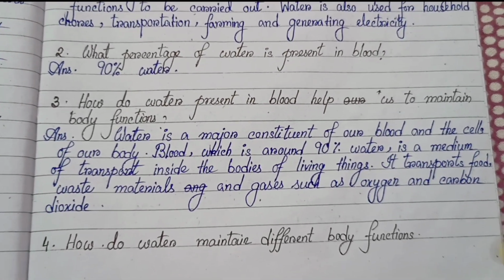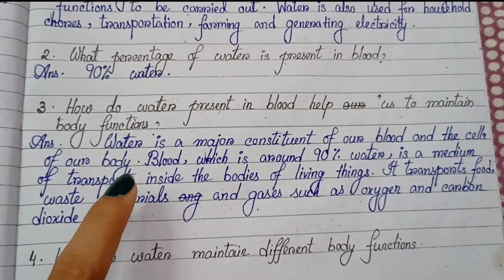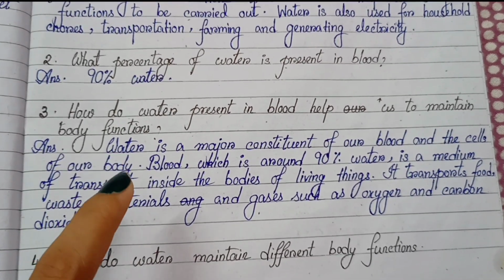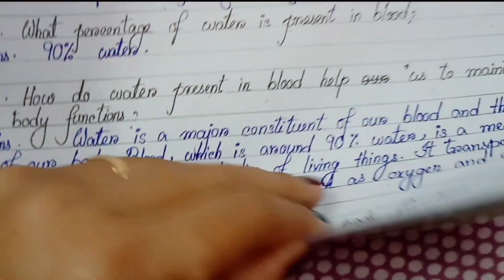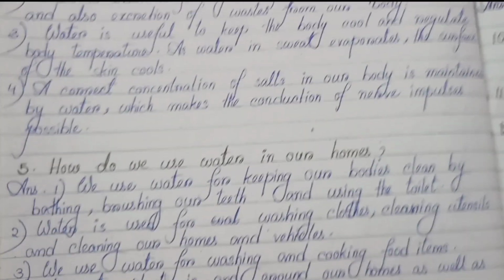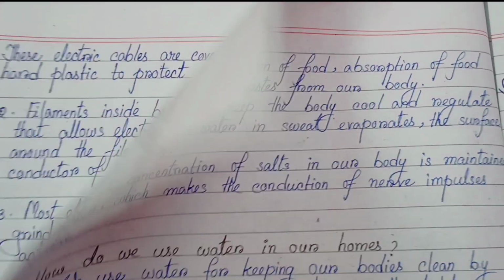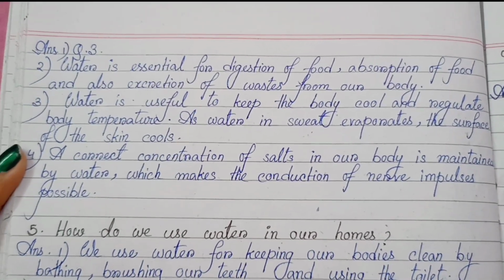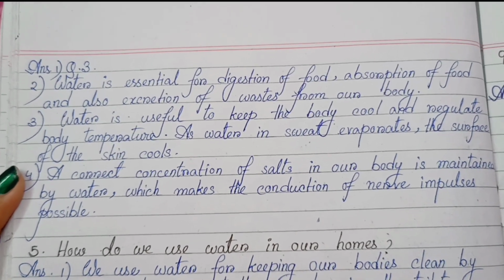How does water maintain different body functions? So at first we have to include this answer. For this question we have to include the answer of question number 3, and then that will be number 1, question number 3, and number 2, water is essential for digestion of food, absorption of food and also excretion of waste from our body.